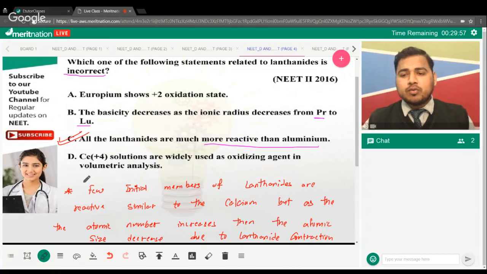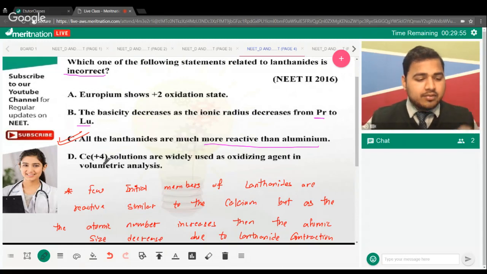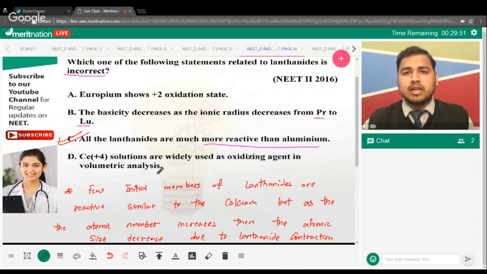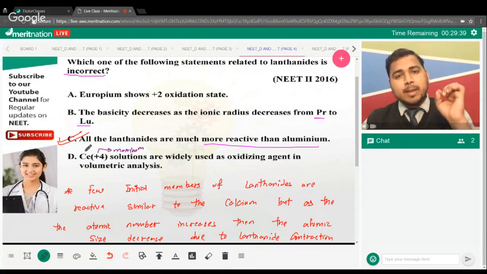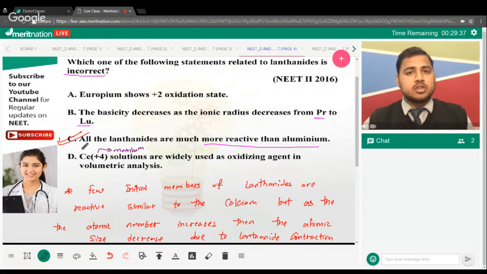Option D, you can also figure it out. Cerium in its +4 state, its solutions are widely used as oxidizing agents. Definitely, because +4 is the maximum oxidation state of cerium. And whenever any species reaches its maximum oxidation state, it will only have a tendency to reduce itself.